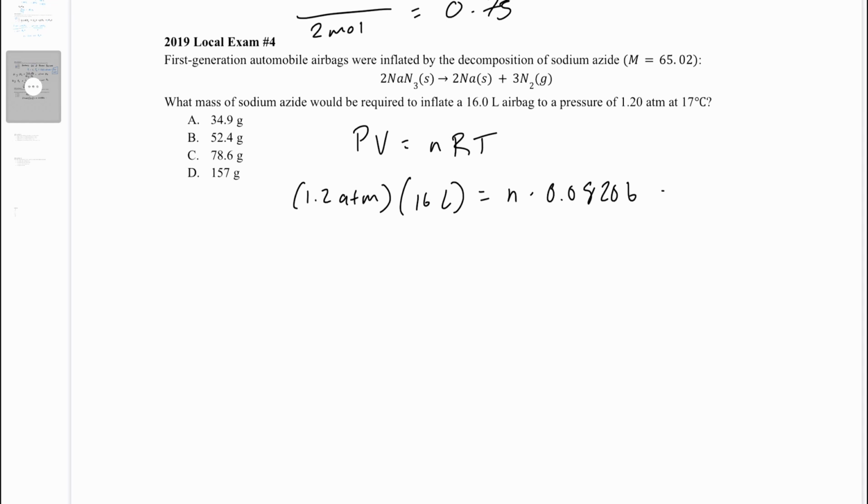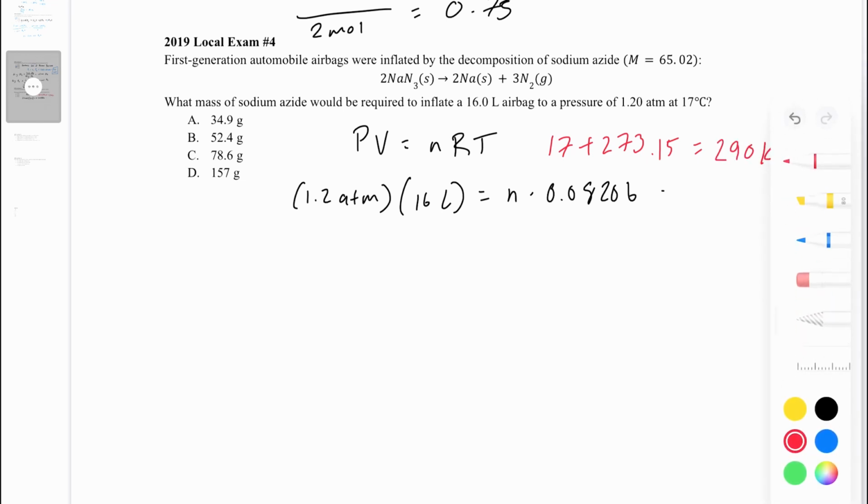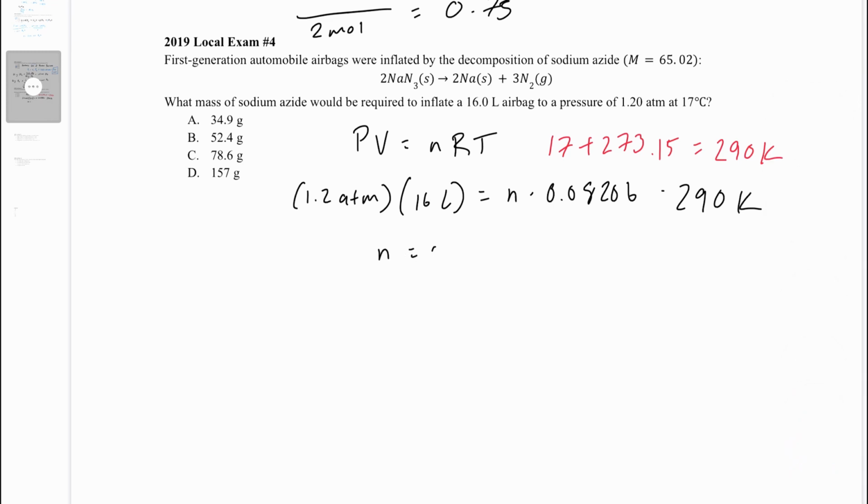And the last bit is the temperature. Remember, the temperature is in Kelvin. So in order to convert from Celsius to Kelvin, you add 273. You can do 273.15, but 273 should get you around the same answer. So 290 Kelvin. And we can plug that into our equation here. And once you solve, you realize that n equals 0.807 moles.